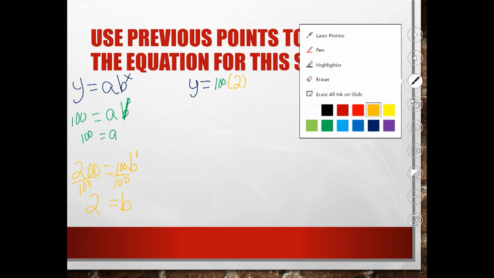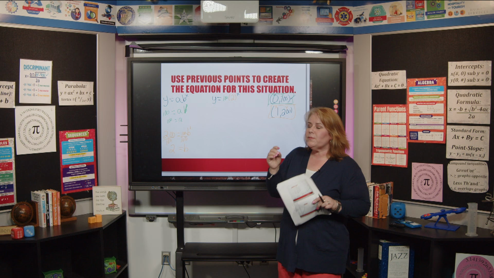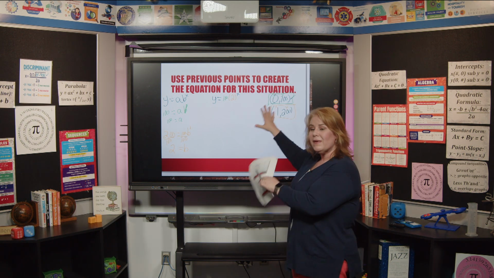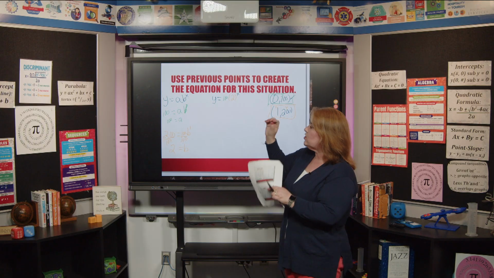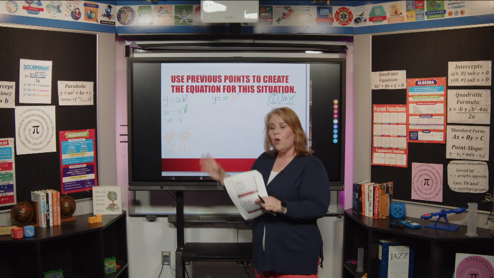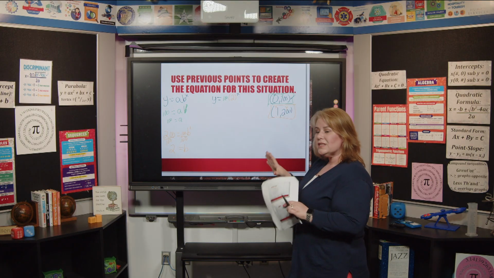Then I can finish up. So there is my equation, y equals 100 times 2 to the x. So I took 2 points from my exponential functions graph, took those points, plugged them into this equation, y equals a times b to the x, and found the whole equation for that graph. So that's how we're using the process.